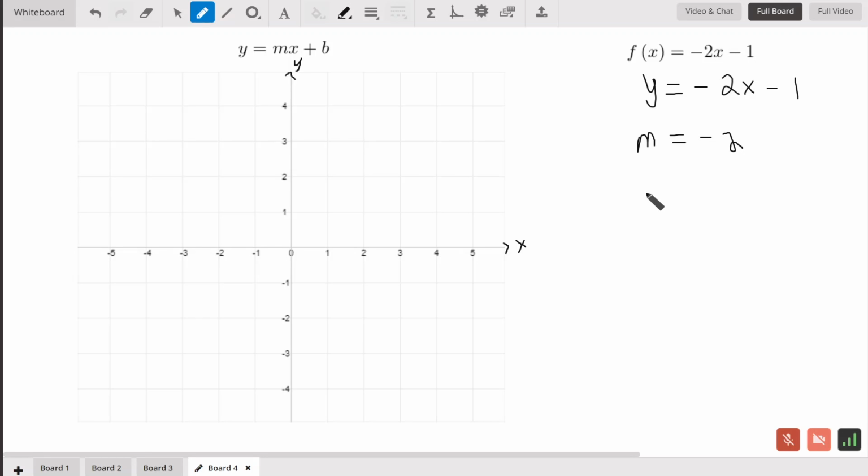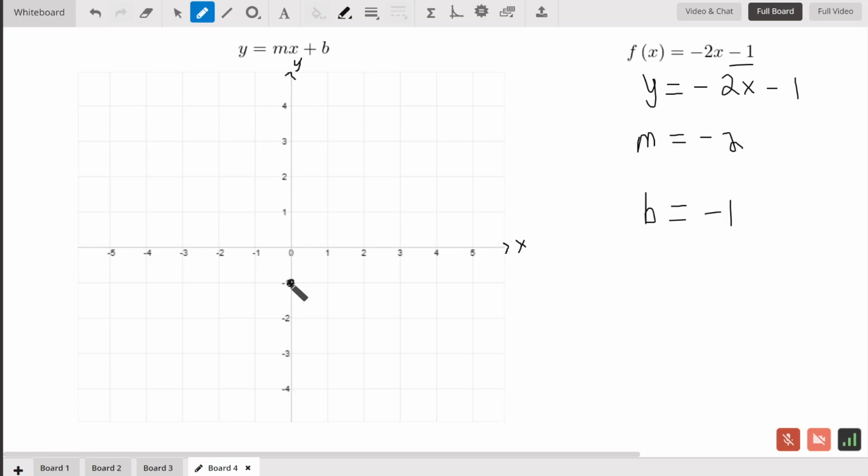And then you're going to label your y-intercept, or your b. Your b here is equal to -1, your constant. Your second step is to plot your y-intercept. So you're going to go back to the coordinate plane, look at the y-axis and see where y is equal to -1. So here, you look at this point. This is where y is equal to -1.